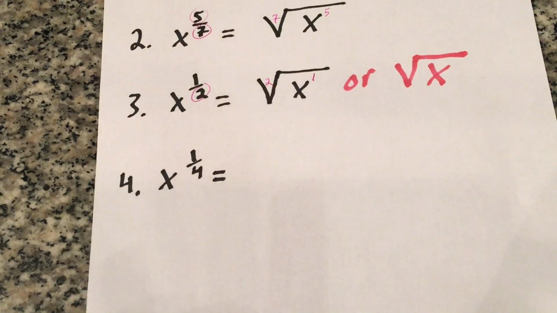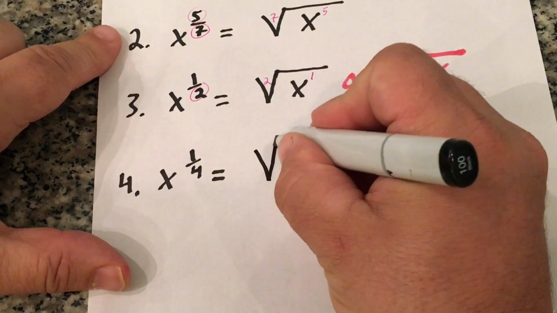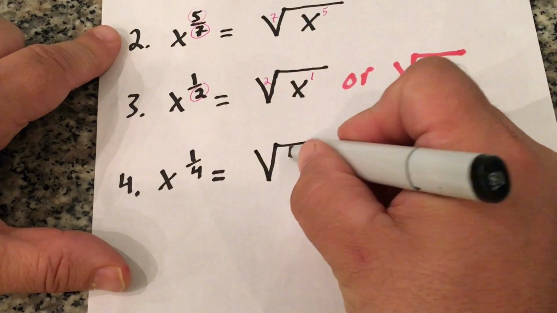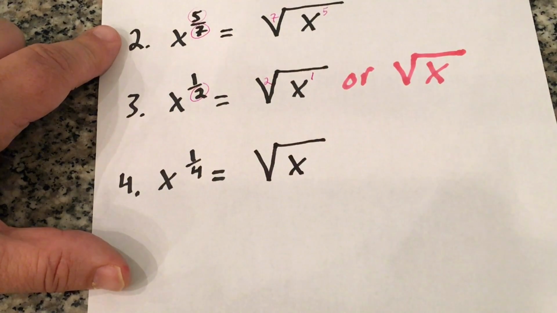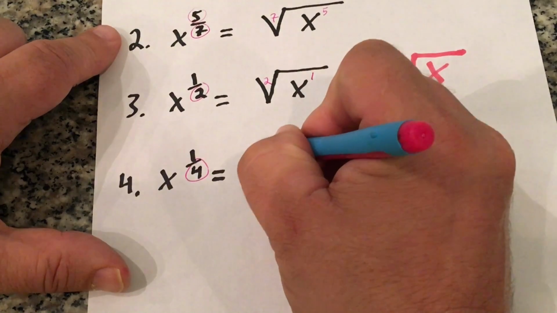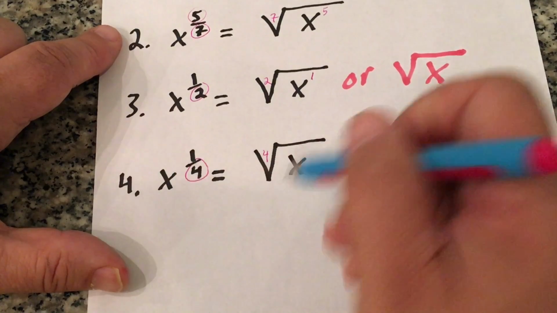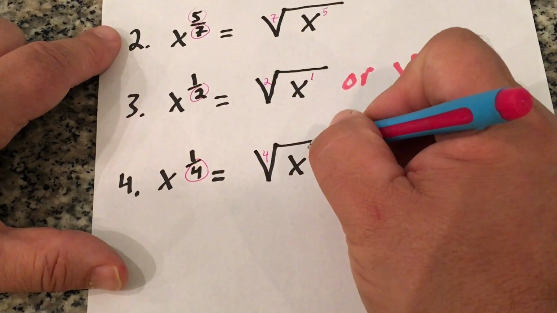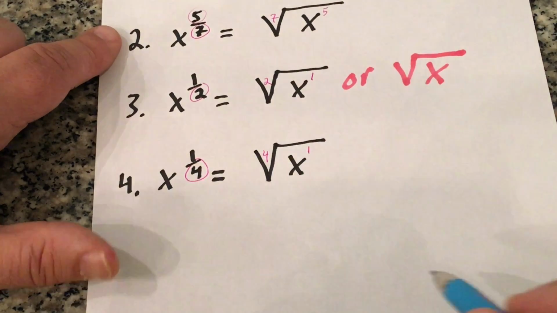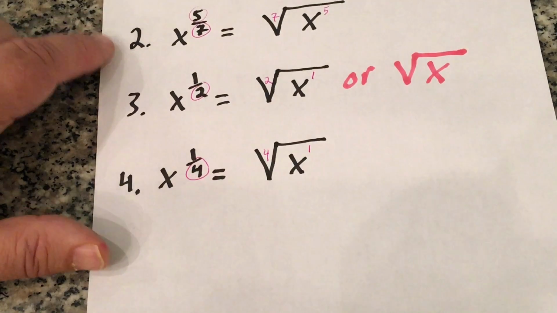X to the 1/4. I'm going to write down my radical. I'm going to put the x inside. Notice the 4 is on the bottom, so the 4 is going to go in the bucket. So that's now the 4th root of x to the 1st power. I don't have to put the 1 there, but it's okay if I do. So it's the 4th root of x to the 1st.